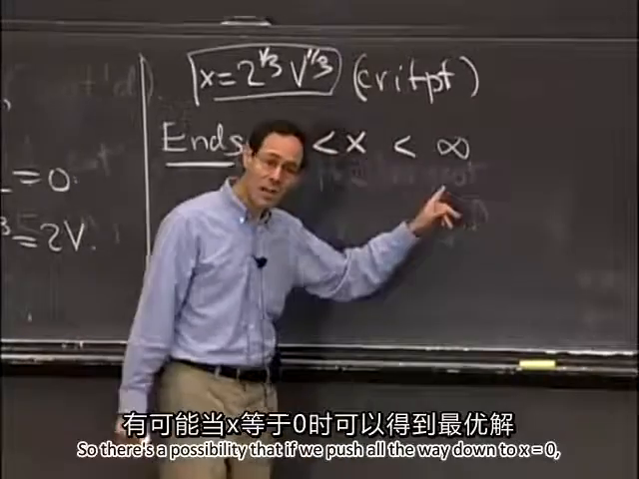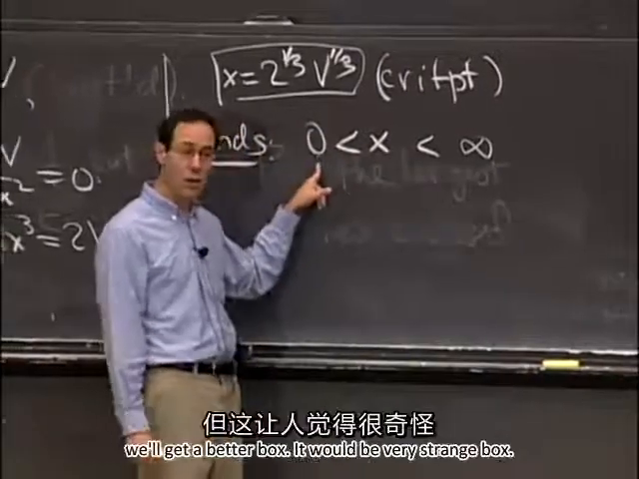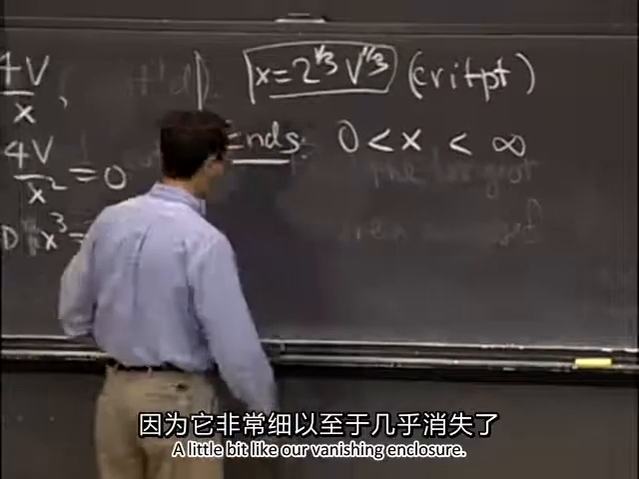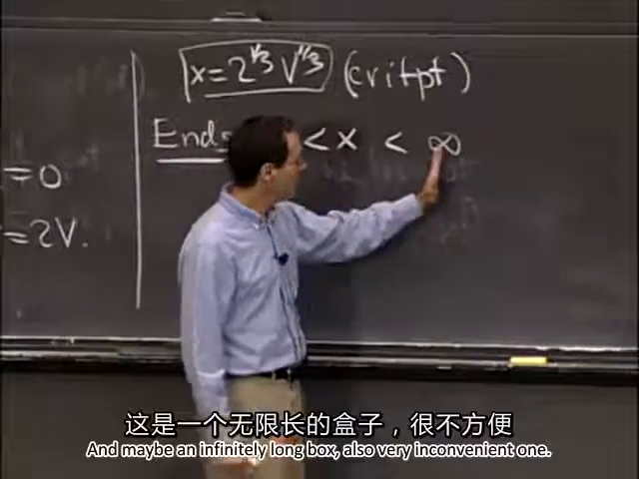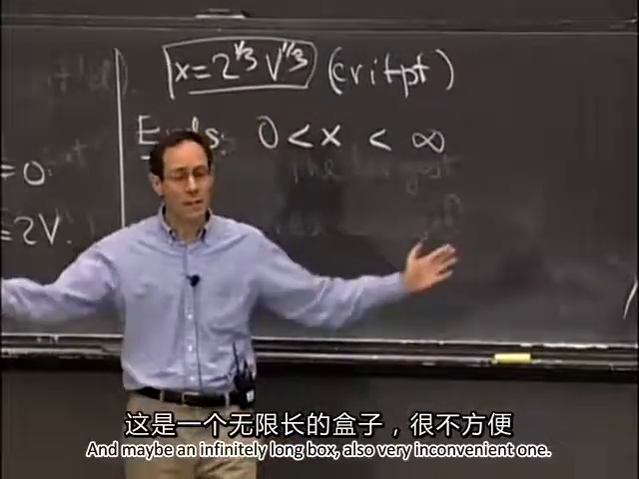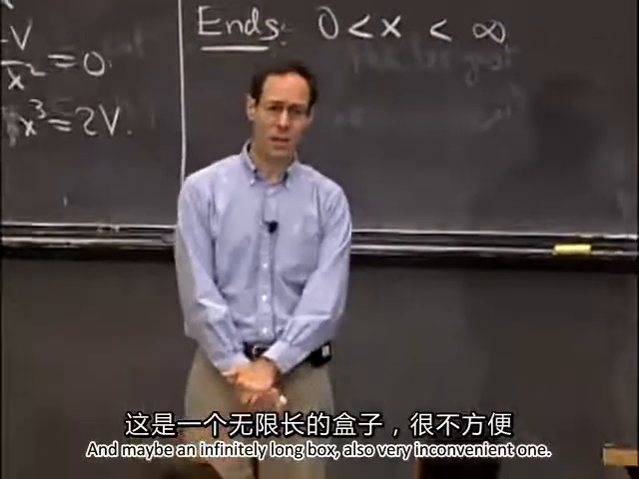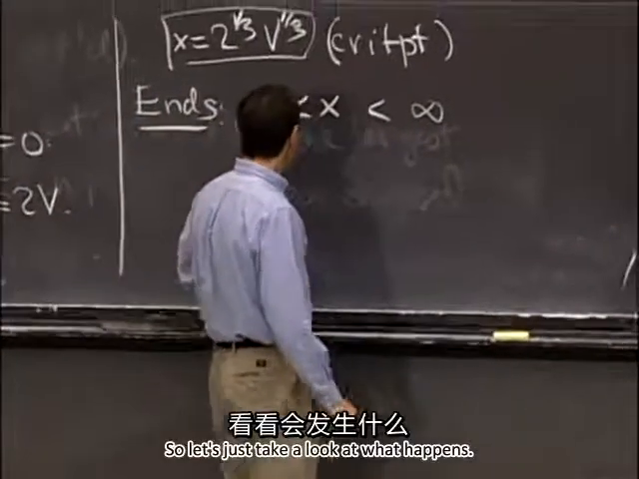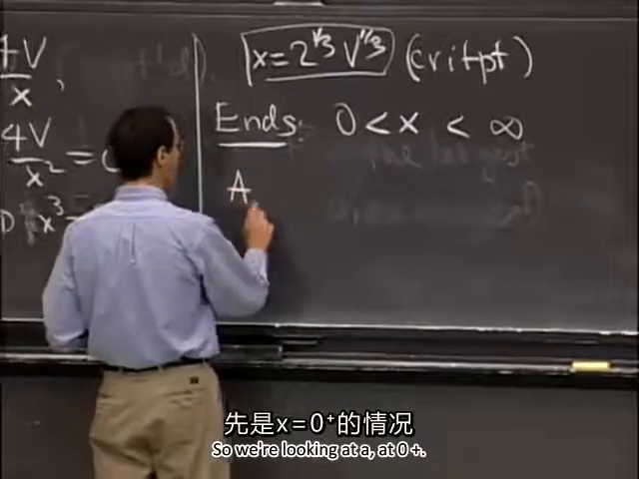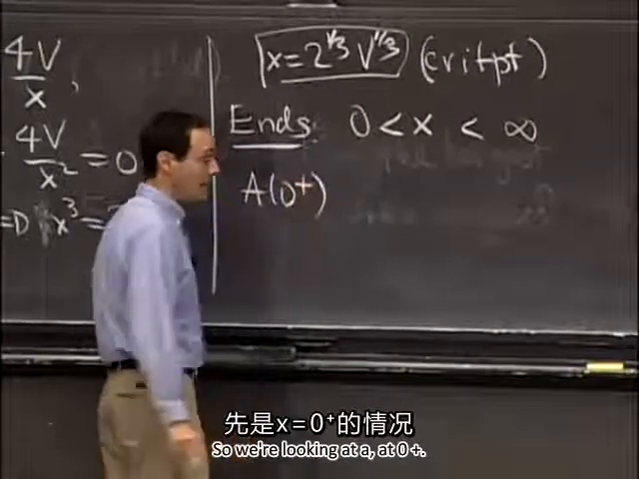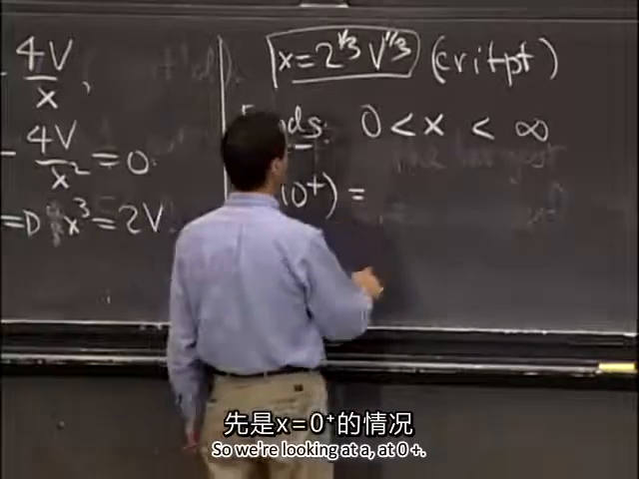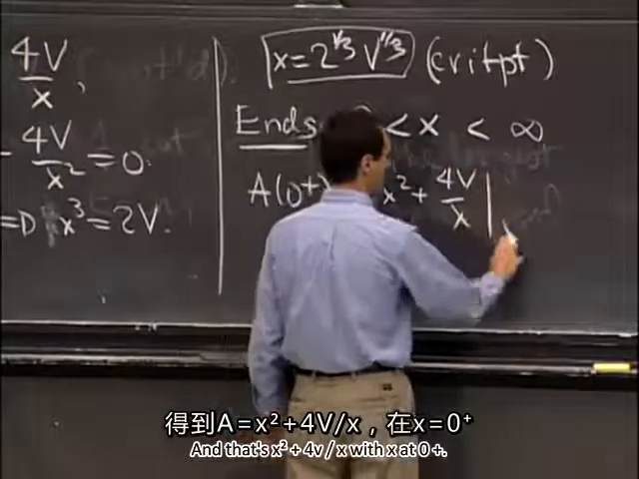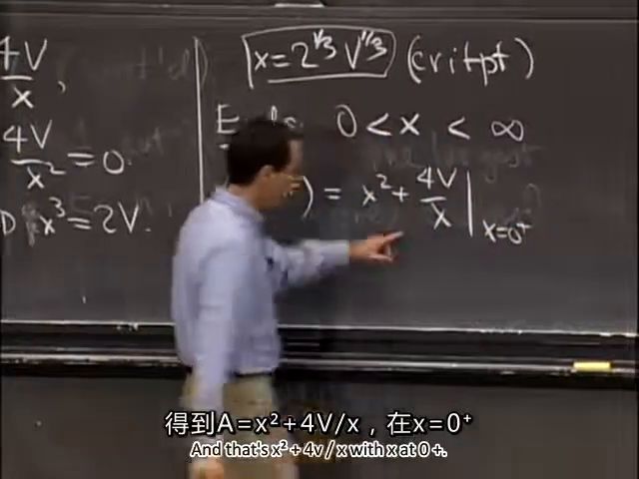All right? So there's the possibility that if we push all the way down to x equals 0, we'll get a better box. It would be a very strange box, a little bit like our vanishing enclosure. And maybe an infinitely long box, also a very inconvenient one, might be the best box. We'll have to see. So let's just take a look at what happens. So we're looking at a at 0 plus, and that's x squared plus 4v over x with x at 0 plus. So what happens to that?